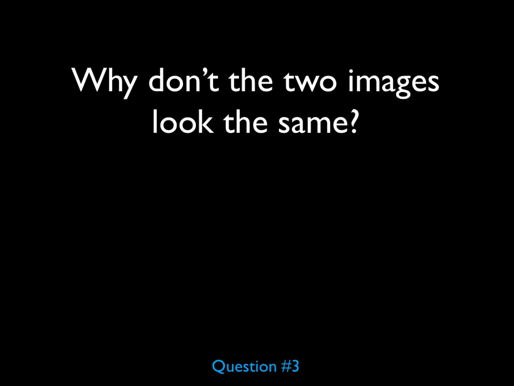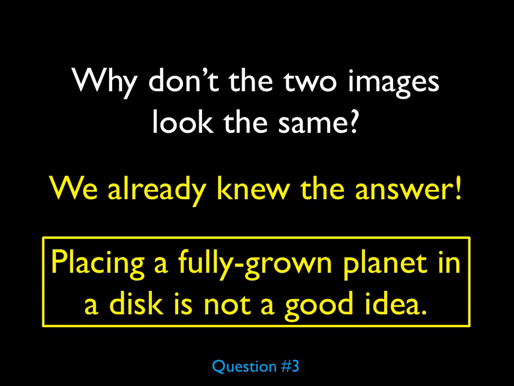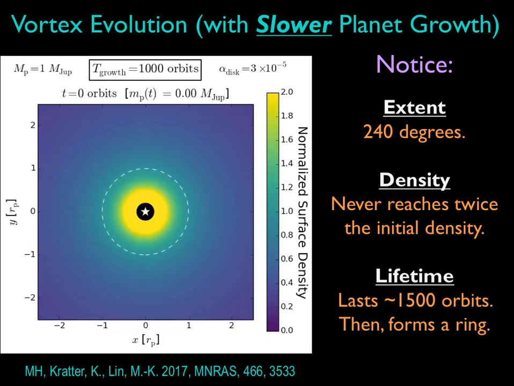Now, can we reconcile simulations of vortices with the observations taken by ALMA? Well, we weren't surprised when we saw those ALMA images, because we already knew that placing a fully grown Jupiter mass planet in a disk instantly isn't actually a good idea. Now let's take a look at what happens when we place the planet in the disk more slowly.